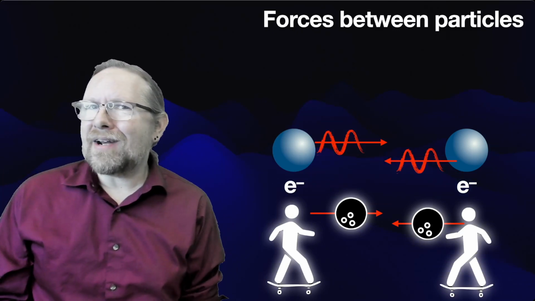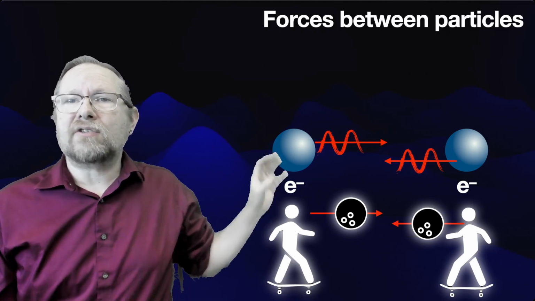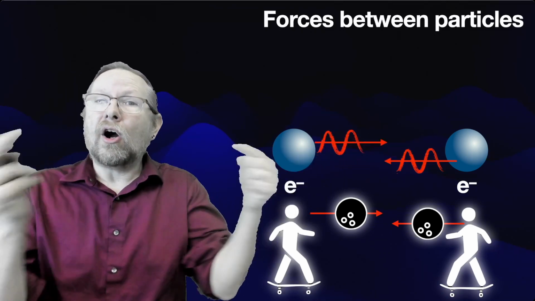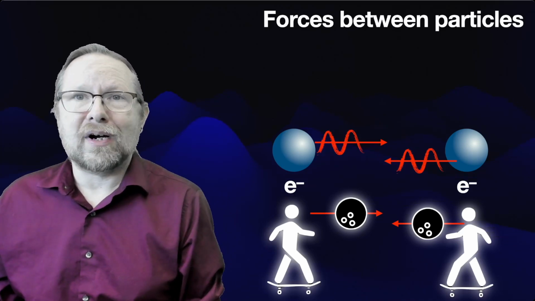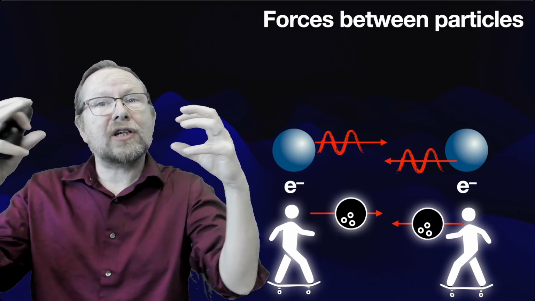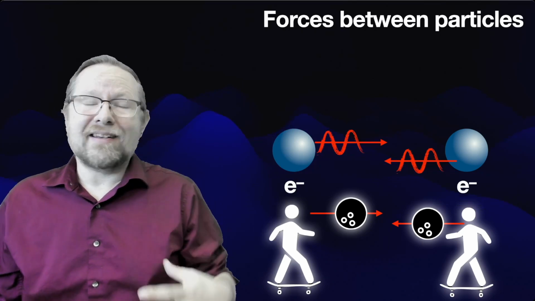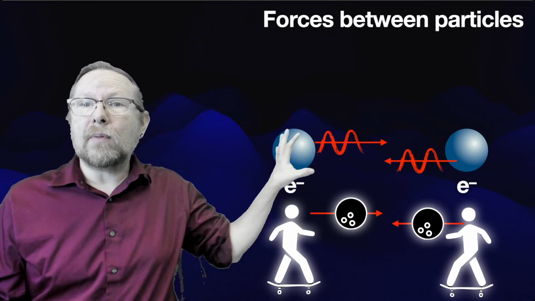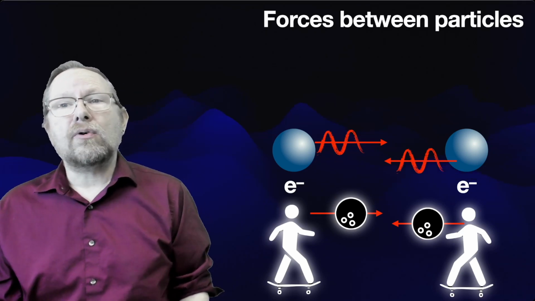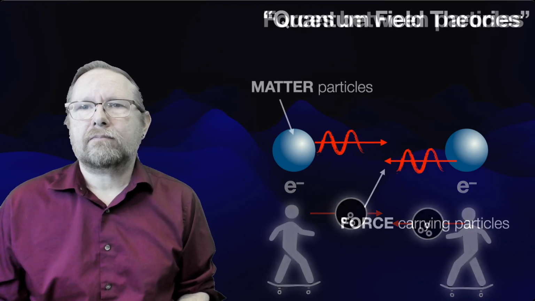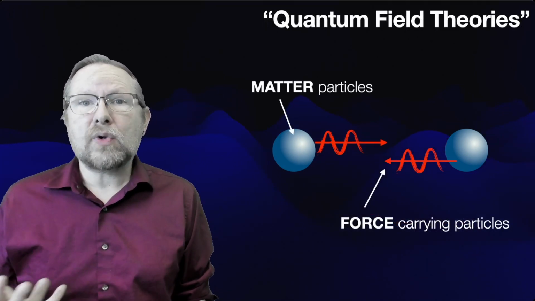This is a way to think about these exchange forces in quantum mechanics: the electron and the other electron are exchanging energy by tossing photons back and forth between one another. And the momentum of those exchanged photons pushes them apart. And that's what electrical repulsion is in these theories that describe the interactions between these fundamental particles. Those theories are called quantum field theories.